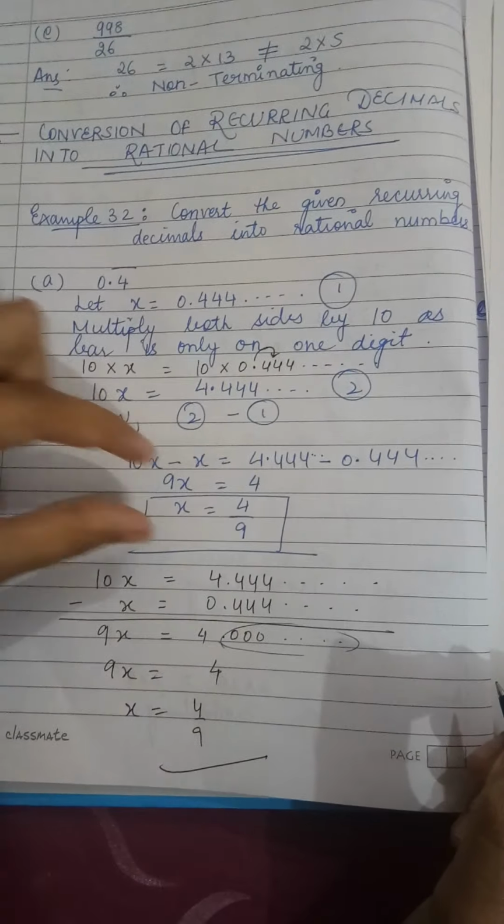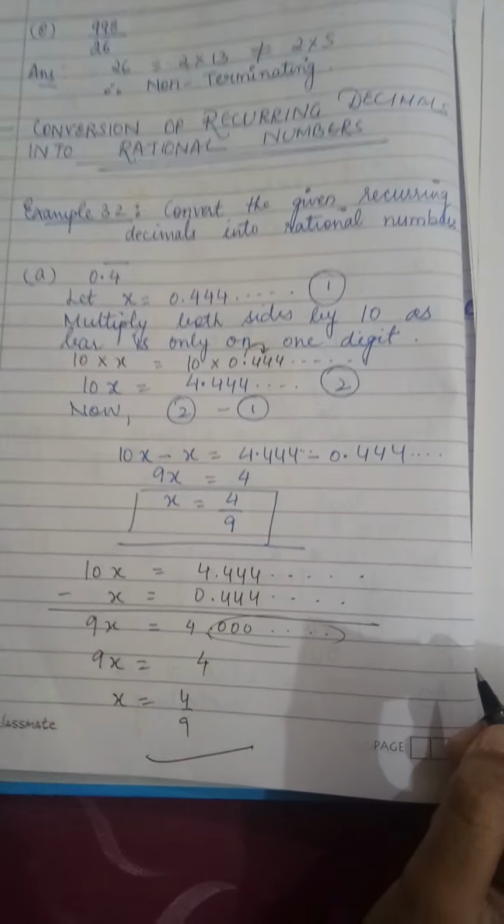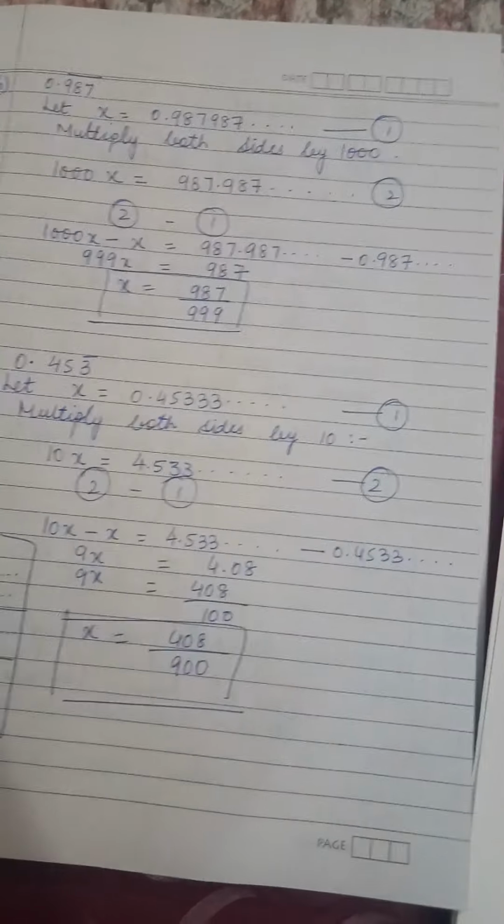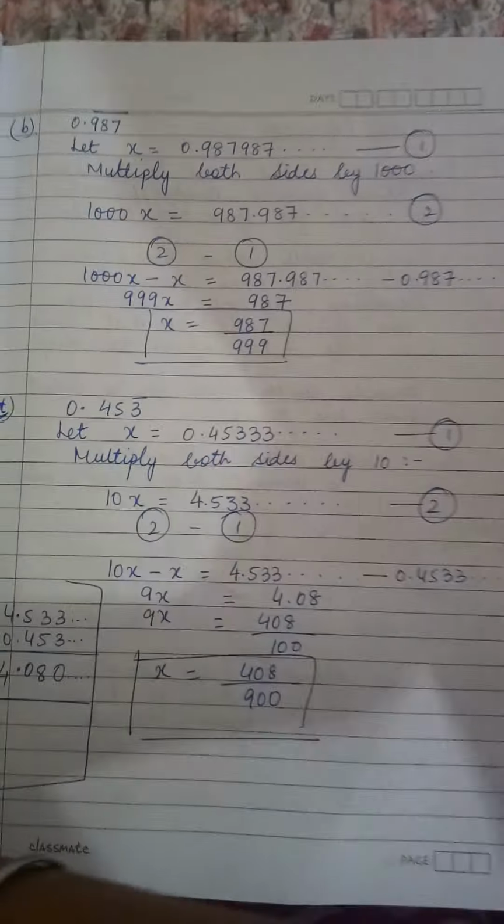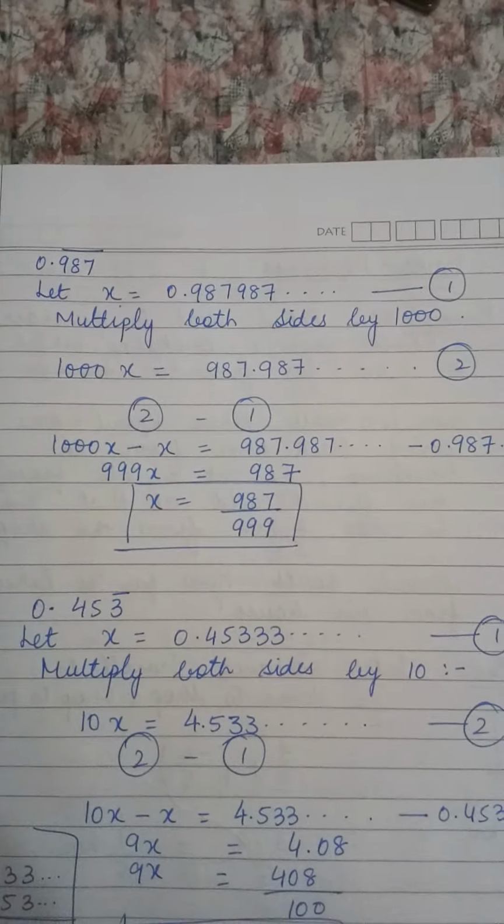Okay, you can write this part also, instead of the other. I hope it is clear to you. Now let's move to the next question. It will be easy for you to understand. Now the next is 0.987 bar, and you have to represent it in the form of a fraction.